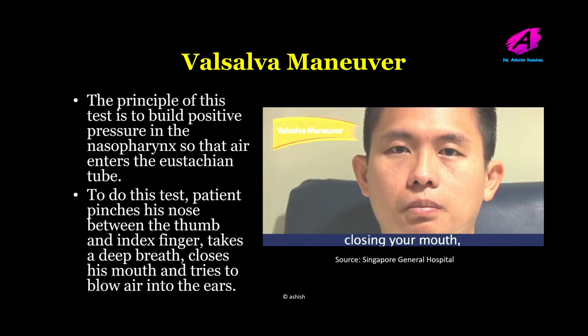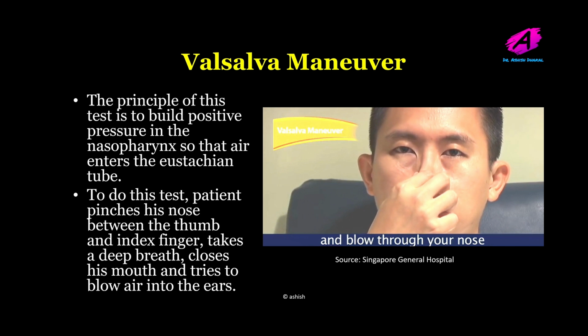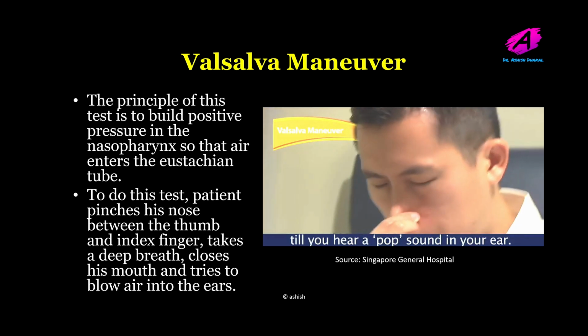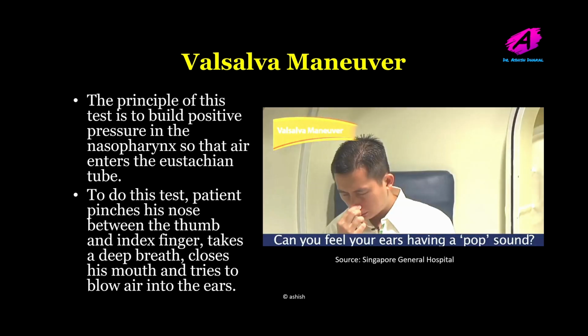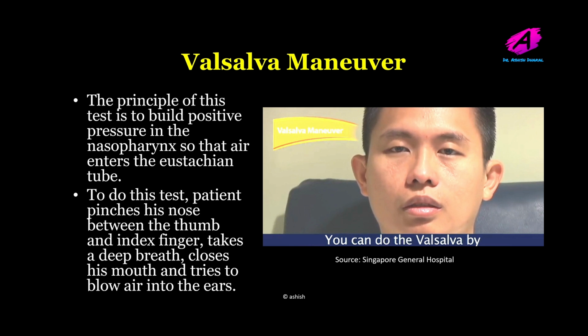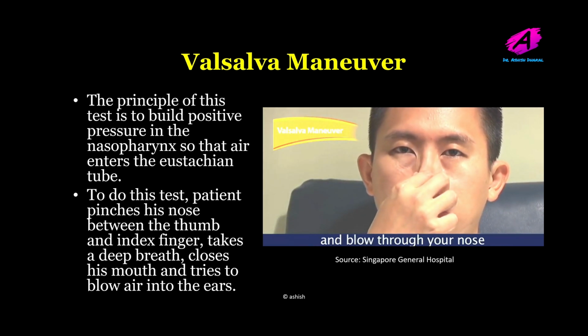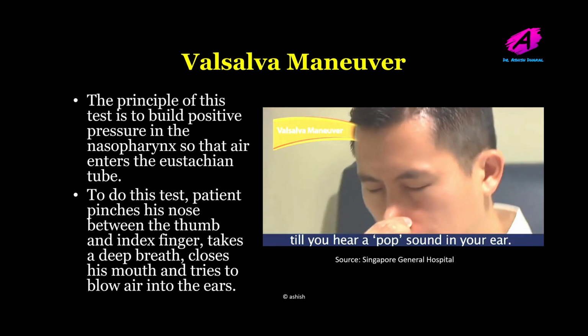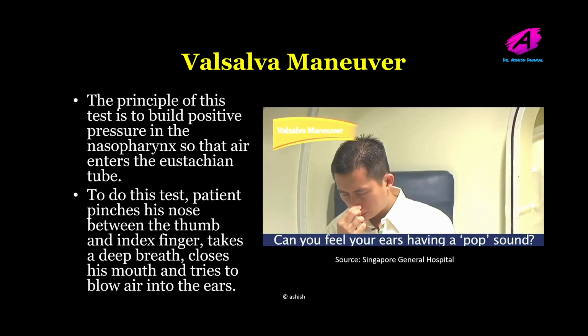The Valsalva test can be done by closing the mouth, pinching the nose, and blowing air towards the ear. If the patient hears a pop sound or there is fullness, then the Eustachian tube is found to be patent. Okay, so that is how you do it.